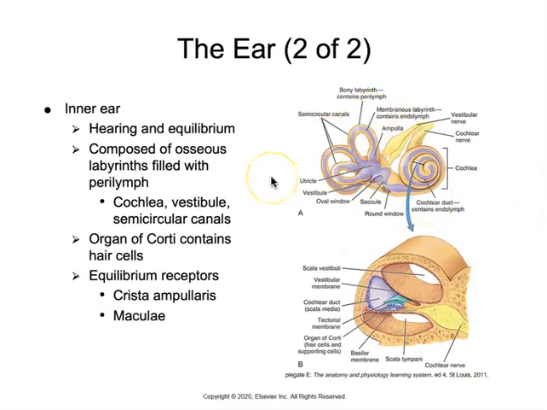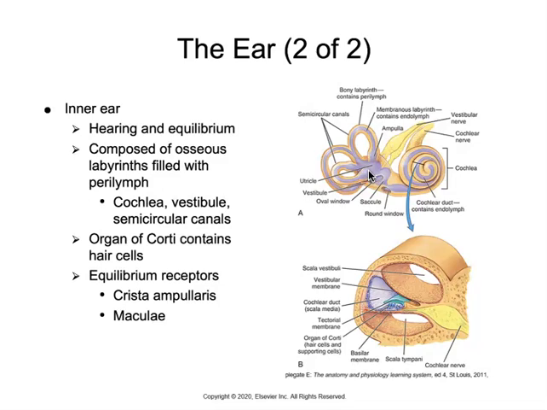Here's our inner ear, which is not only going to help us with hearing, but also equilibrium. And so it is going to be composed of osseous, meaning bony, labyrinths, which are filled with a fluid known as perilymph. So you can see that purple here is kind of representing the perilymph. And we have the cochlea that really assists with hearing, our vestibule, and our semicircular canals here are going to assist with balance.